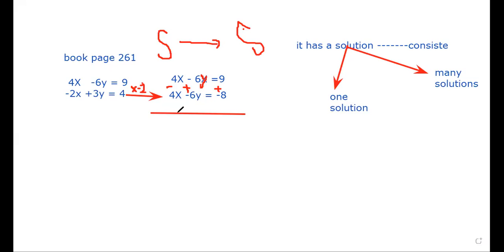Which means 4 minus 4, goodbye x. Negative 6 plus 6, goodbye y. So by the end we have 0 equals 17. Is this correct? No. Then the answer is no solution. So this one will be no solution. This is the first method which Judy preferred. I appreciate her work, and we got the right answer.